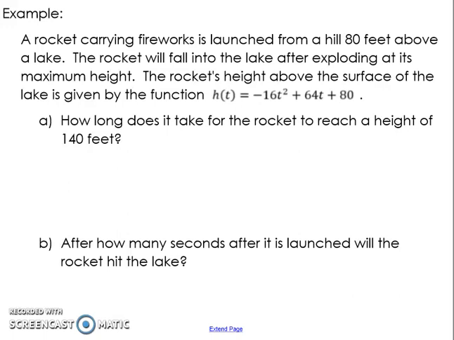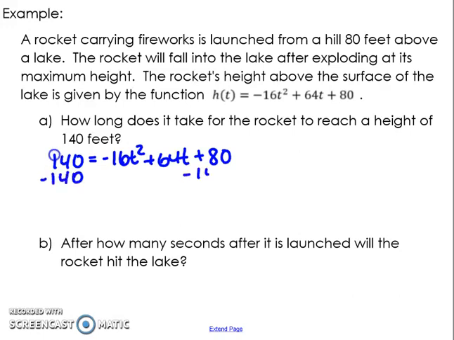So it has a height of 140 feet. So that means that the h of t, we're going to replace that with 140. So we're going to set this up as 140 equals negative 16t squared plus 64t plus 80. Now remember, before we can factor or use the quadratic formula, we need this to be set equal to 0. So you have to move the 140, subtract it, and bring it over to the other side.